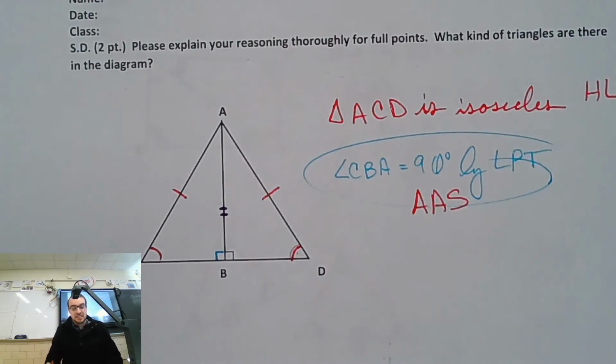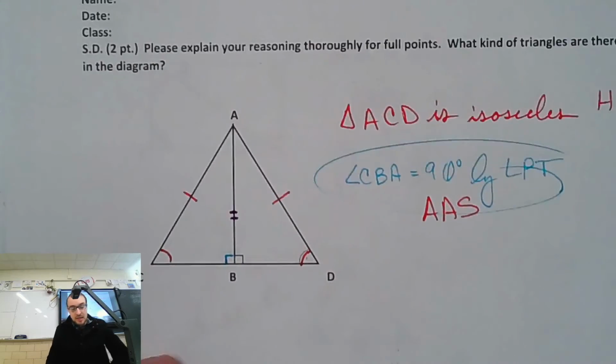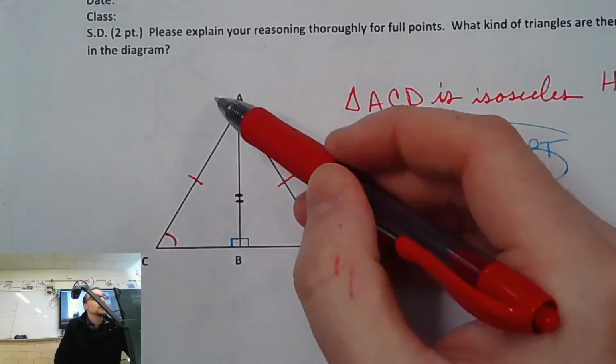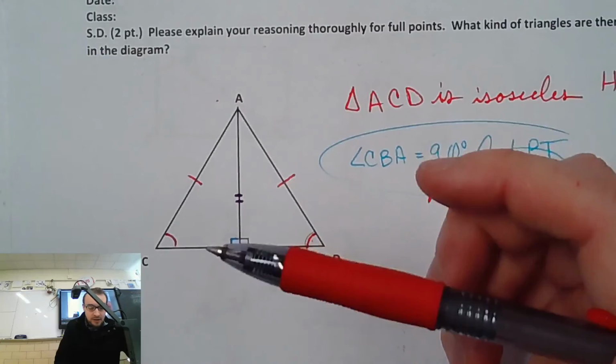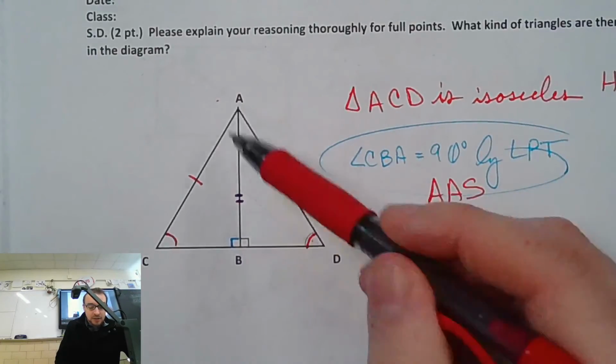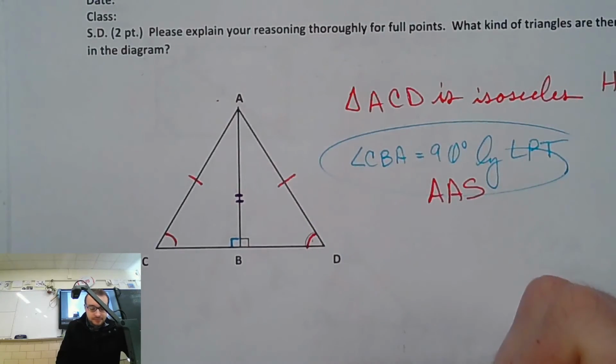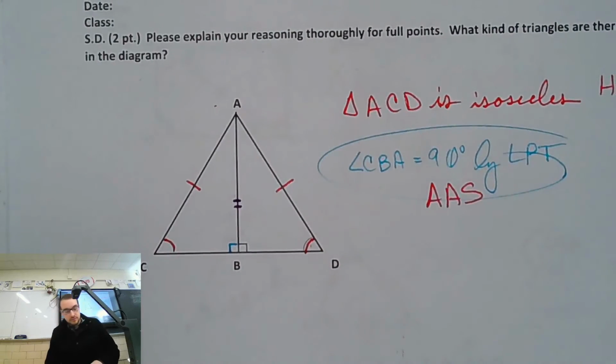Cool? So when I was asking what kind of triangles are in the diagram, the key was to know that this was an isosceles triangle. That was a little bit of a hint, right? And then that these two would be right triangles, right? Questions on that?